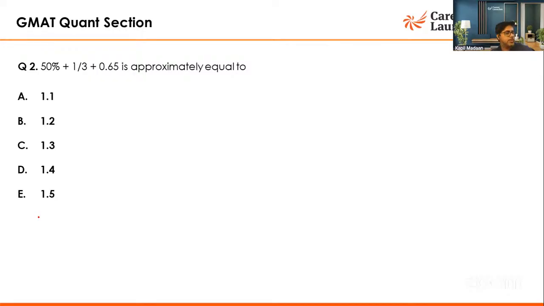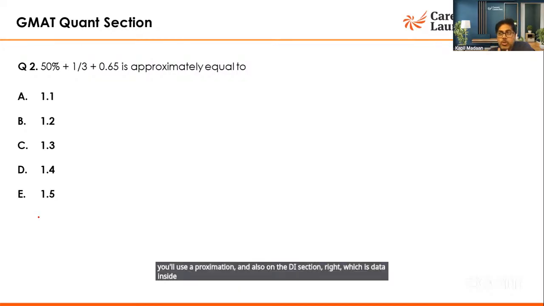Okay, starting with the question now. Now, what will be the strategy for these types of starting questions? Try approximation, right? Approximate a lot. On the GMAT, you'll use approximation and also on the DI section, which is Data Insights. There also you'll use approximation a lot.